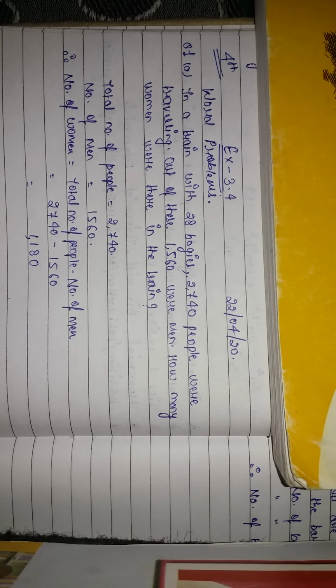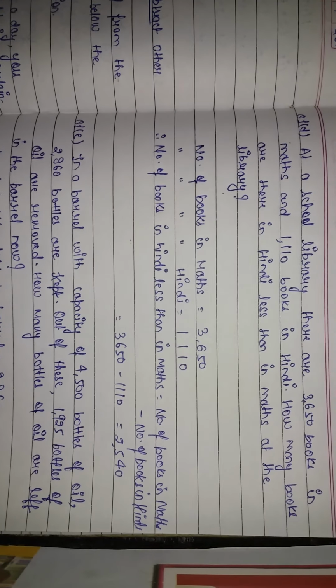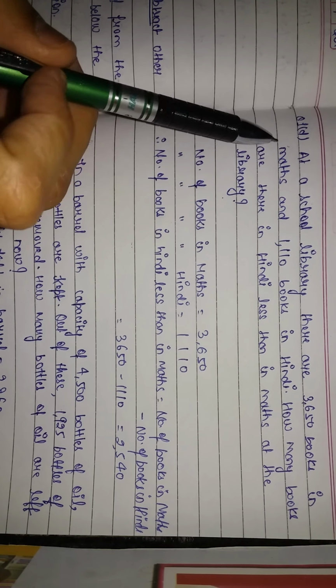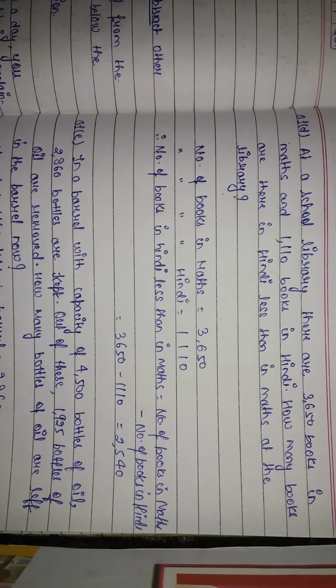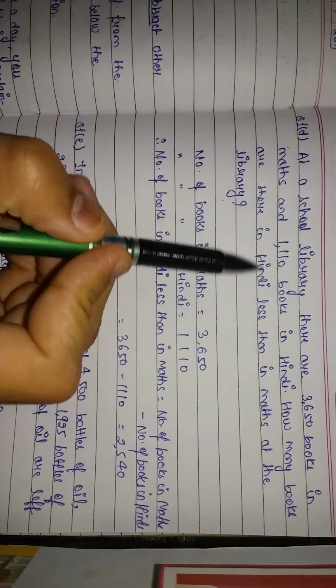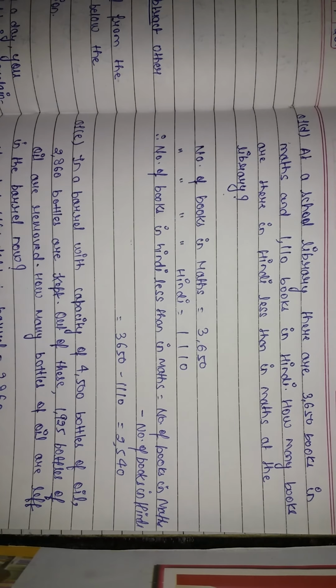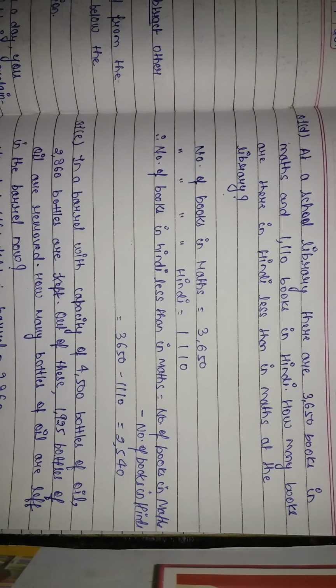Moving to the next question. Now, the D question is, at a school library, there are 3,650 books in maths, and 1,110 books in Hindi. So these many books are of Hindi. How many books are there in Hindi less than in maths at the library? Means कितनी हिंदी की books कम है maths से.